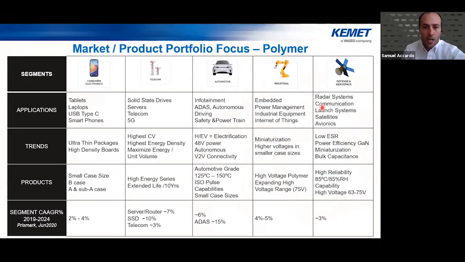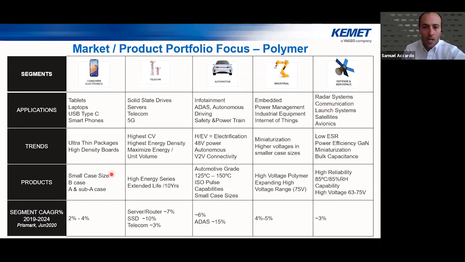Now, moving on to our last slide, which is the product alignment or market alignment portfolio for polymers. We have a few different segments that we target, which is the consumer electronics, telecom, automotive, industrial, and defense and aerospace. Each of these, we have our own product lineup, which you could find on kemet.com. But some of the things that have influenced us, or the things that we have been focusing on for the products, are for consumer electronics.